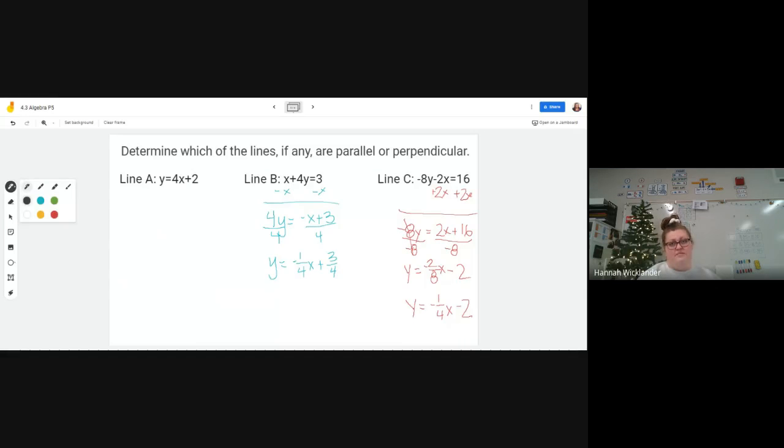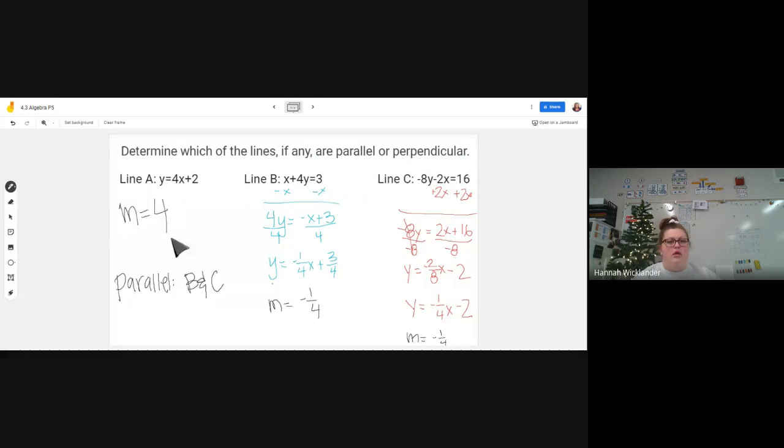None of my lines have the same slope. So this one, my slope is 4. This one, my slope is -1/4. And this one, my slope is -1/4. So none of them are the same. B and C, yes. So lines B and C are parallel because they have the same slope.